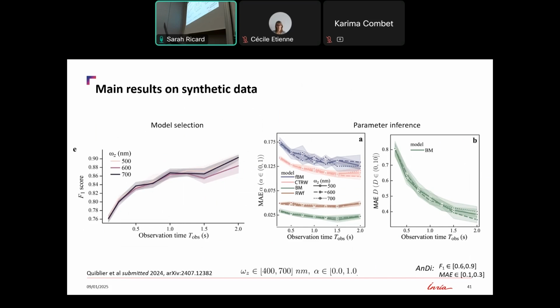Now, in terms of parameter inference, I showed you the inference of alpha for the 4 different models. You see that we are better for some models and less precise for others. But overall, we are between 0.25 and 0.2 in terms of MAE, which is much better or the same order of magnitude as what they had with the trajectories in the challenge. So that means that with this type of analysis, we are able to do model selection, say what is the model underneath what you see, and estimate the parameters of the motion.